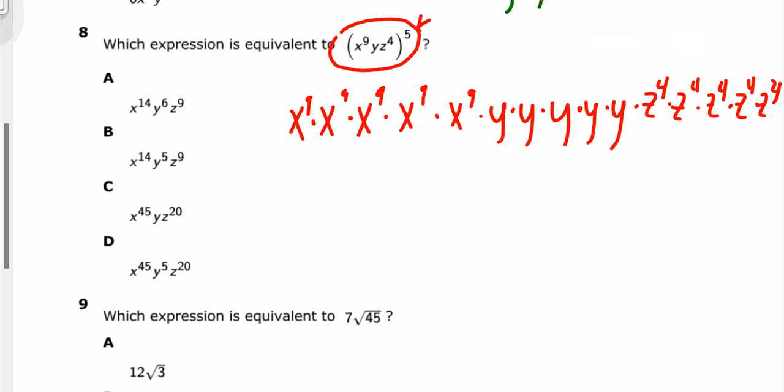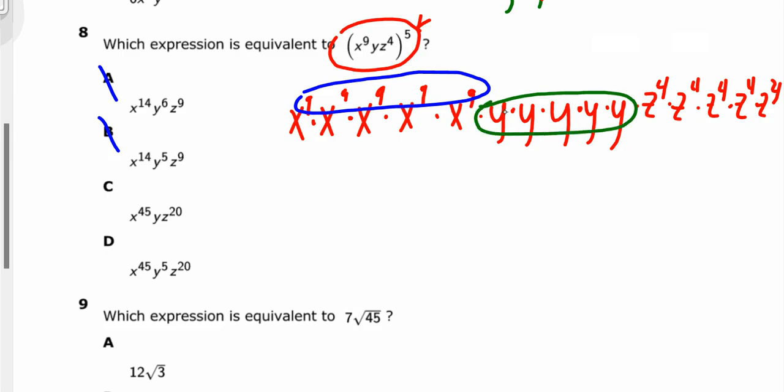Okay, so if I imagine this and I expanded it all out, I did x to the 9th. So x times itself 9 times, and then times itself 9 times again, times itself 9 times again, and so on. I would end up with multiplying x 45 times. So it's not A, it's not B, it's got to be C or D. If I look here at my y's, y times y times y times y times y just gives me y to the 5th. So my answer has to be D. And here we can see that we're multiplying z a total of 20 times.